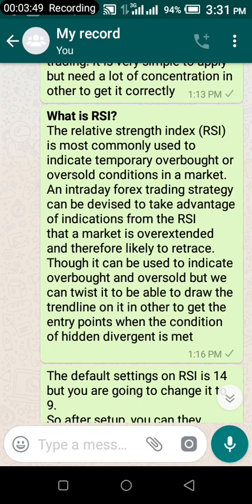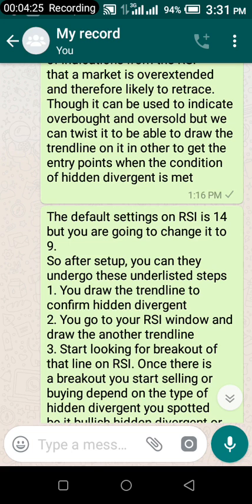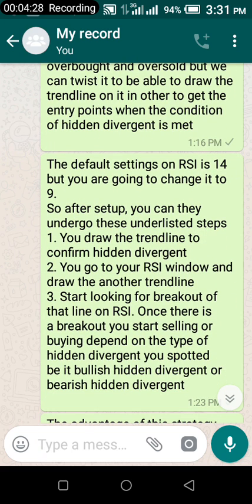If we have an overbought, it is likely for the trend to come down. If we have an oversold, it's likely for the trend to go up. Though we can use RSI to confirm overbought and oversold, in this video I'm going to twist it in such a way that I will use RSI to determine the entry point anytime I spot a hidden divergence on the chart. By default, the RSI setting is 14, but in this video we are going to change it to 9.